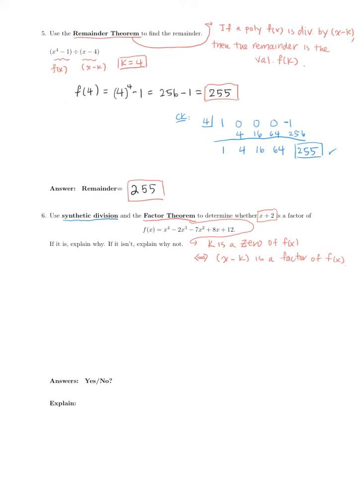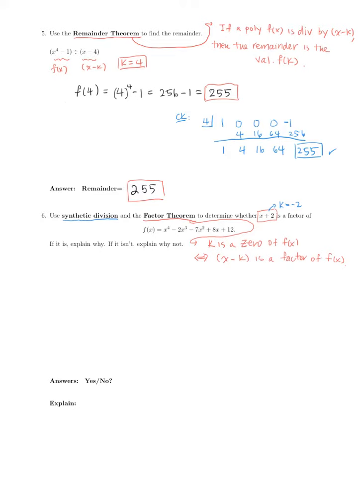So if I translate this into the theorem, instead of saying k is a 0 of f of x if and only if x minus k is a factor of f of x, in this case our k is going to be negative 2. So we're going to say negative 2 is a 0 of f of x if and only if x minus negative 2, which is x plus 2, is a factor of f of x. Okay, so now what we need to do is bust out that synthetic division. We want to make sure that the remainder is going to be 0.